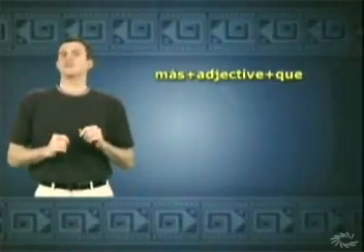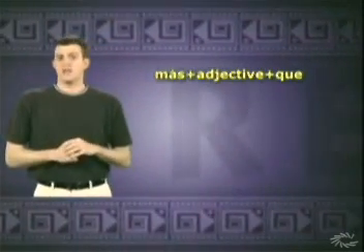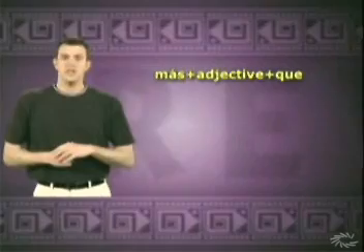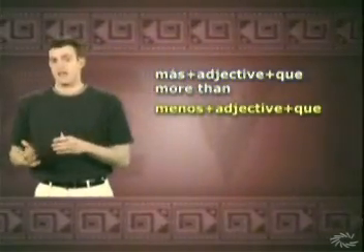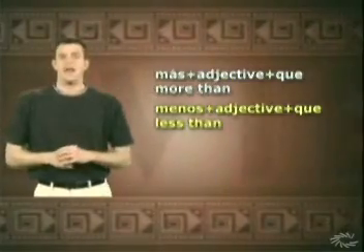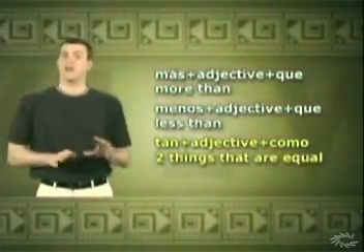There are three basic constructions you can use to compare two nouns. The construction más plus adjective plus que is used to express more than. Menos plus adjective plus que is used to express less than. And tan plus adjective plus como is used to express two things that are equal.